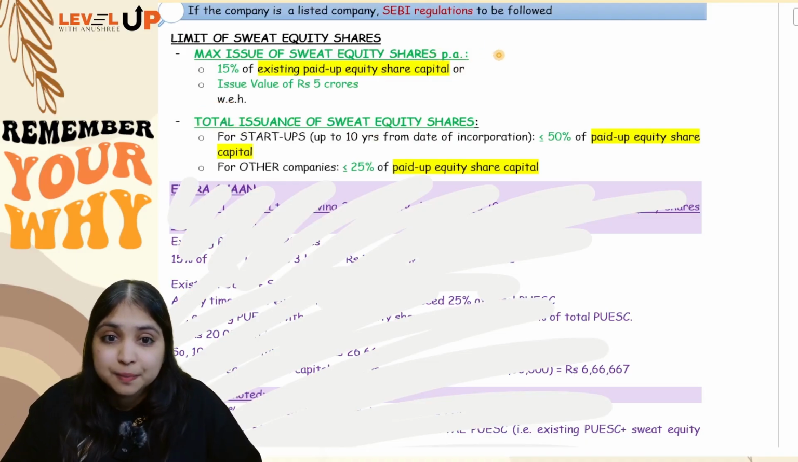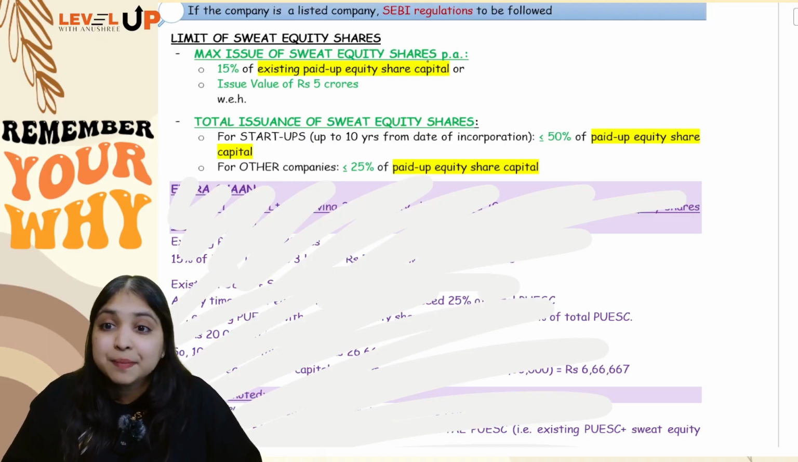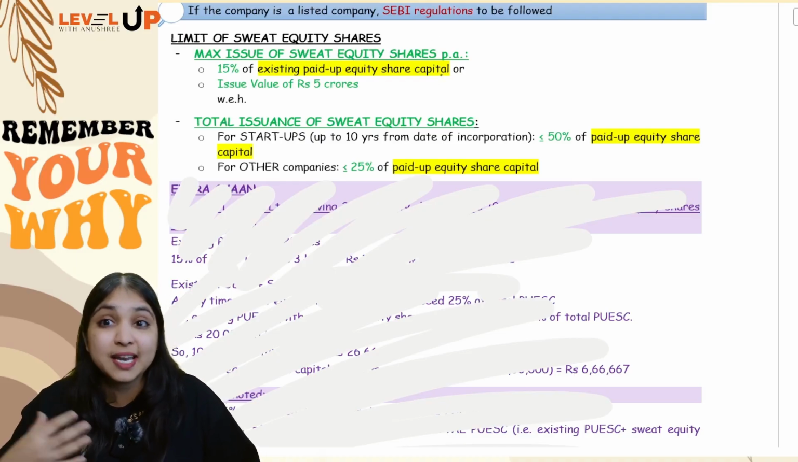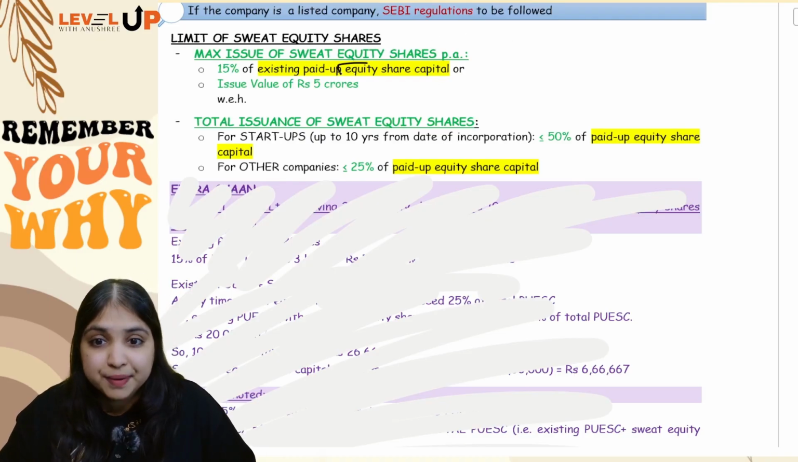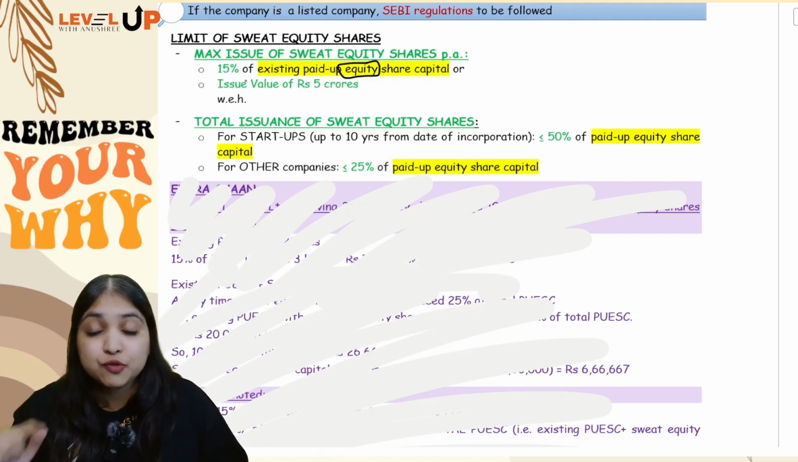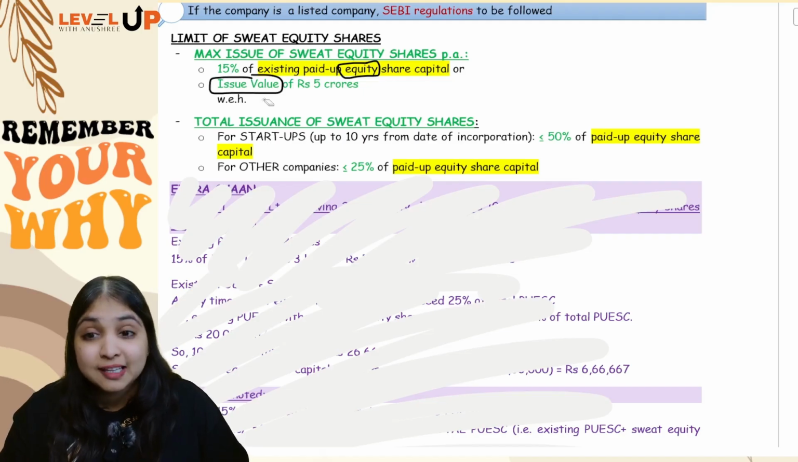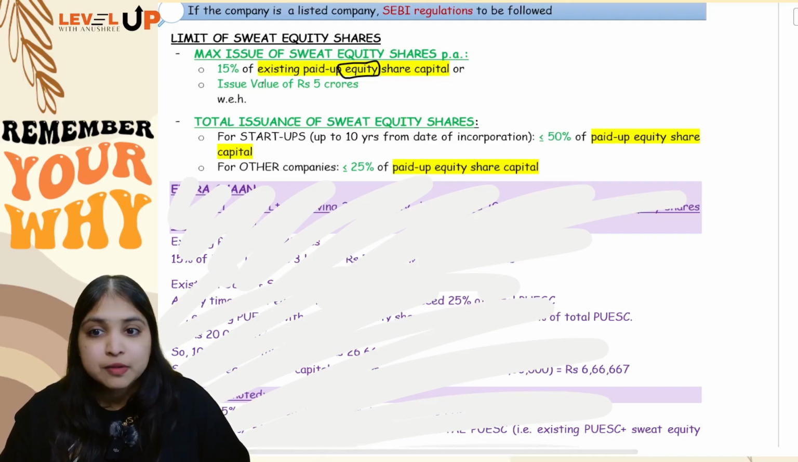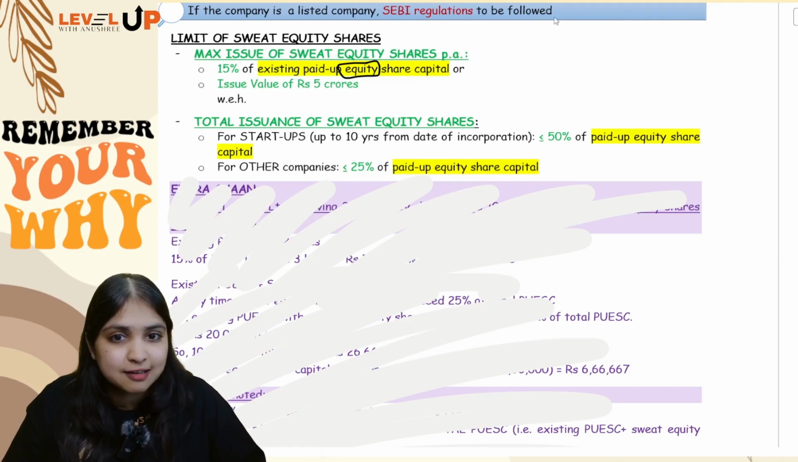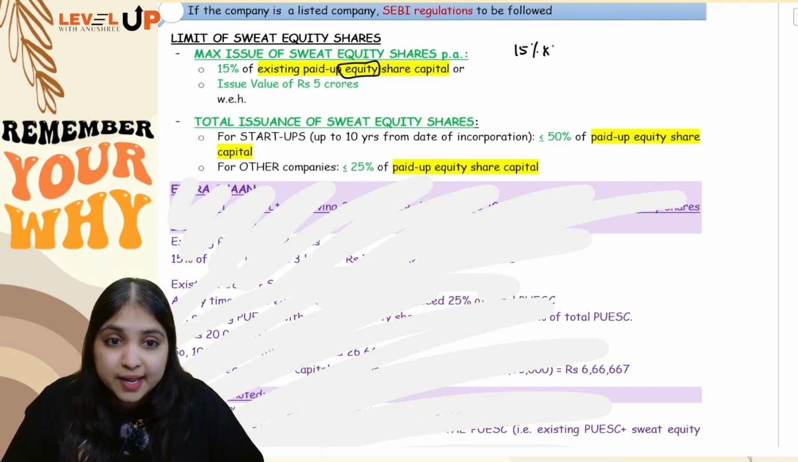First of all, talking about the per annum limit, in a year, how many sweat equity shares can the company issue? 15% of paid up equity share capital or issue value 5 crore, whichever is higher. If you recall, we had spoken a lot about this. This is issue value and not face value. So sweat equity shares in a year we can issue 15% of existing paid up equity share capital or issue value of 5 crore, whichever is higher.